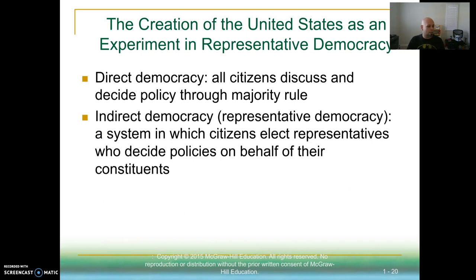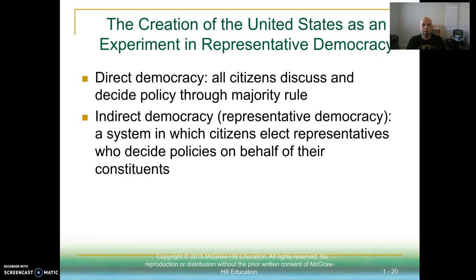All right, last but not least, and this comes to your direct democracy and indirect democracy. Again, two terms you have in your note cards you did over the summer. And really what I need you guys to be able to do is differentiate between these. What is direct democracy versus what is indirect democracy? Direct democracy, if you read that definition up there, it's pretty simple. All citizens discuss and decide policy through majority rule.